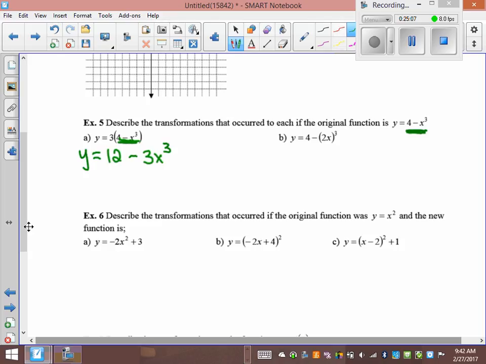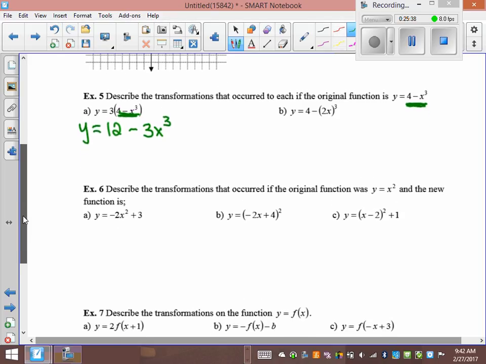Does this cause any issues? This 2 in here? Does it affect the y? Does it affect the translation? No. So this would be a horizontal stretch by a factor of what? A half. Your horizontal stretches always flip, always flip. If you move everything to the right-hand side, your vertical stretches stay, your horizontal stretches flip, if you always get it into y equals. Okay?